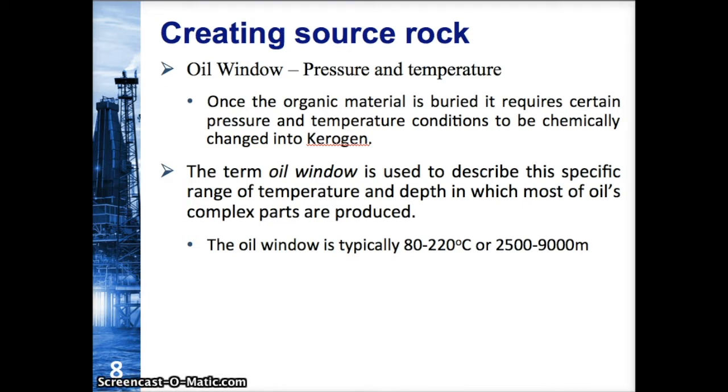So you want to have the perfect pressure and temperature to chemically change your organic material into a thing called kerogen. We'll explain kerogen in a few minutes. And this ideal pressure and temperature is referred to as the oil window. The oil window is typically 80 to 220 degrees Celsius, or 2,500 to 9,000 meters in depth for pressure.